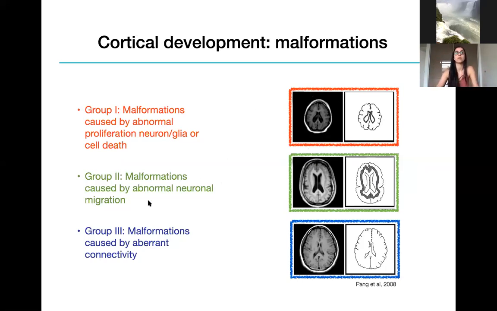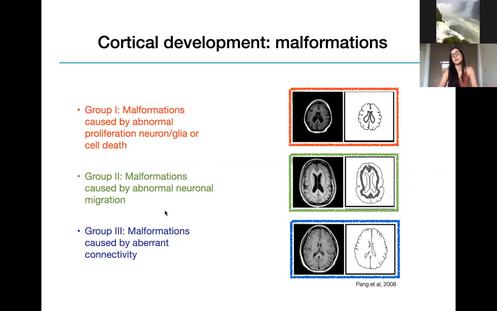The second group of malformations is related to abnormal neuronal migration. For instance, here you have a double cortex, so you have a defect of neuronal migration that will generate a disorganization of the brain and can give rise to, for instance, lissencephaly, to smooth brains.